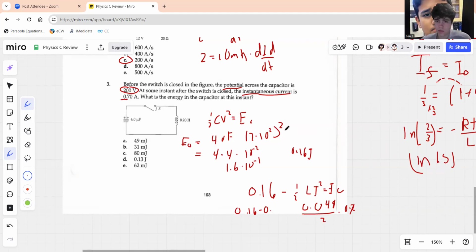I dropped a decimal here. It should come out to 31 millijoules. 1/2 L I squared is what again? The energy of the inductor. Okay, thank you. So 0.49 divided by 2 times 2, 16 minus 49. That's the energy in the inductor.